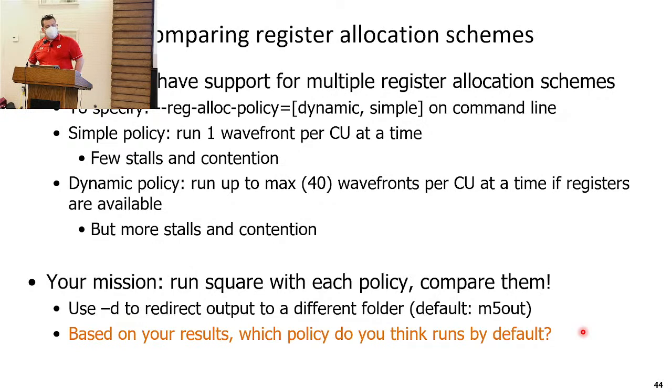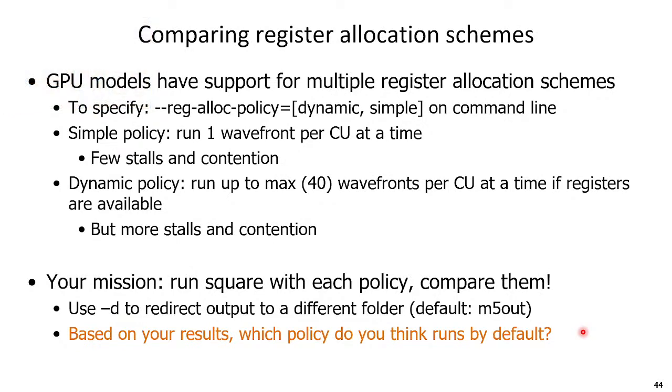So this comes to the next part where we're actually going to start comparing some things. So in the GPU model, and this actually ties into one of the questions I got during the break about how accurate different pieces of the model are. When the initial model was released, it used a register allocation policy that was called the simple policy. What that policy said is, I'm just going to run one wavefront per compute unit at a time. The upside to this is there's very few stalls. There's very little contention. But the downside is I'm not really getting all the benefits of a GPU if I'm not letting things be overlapped and help hide those accesses to memory that they're supposed to.